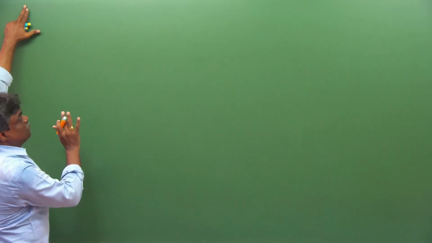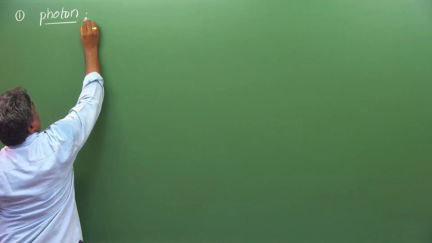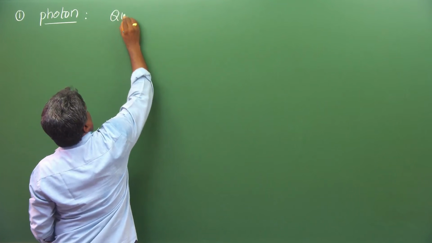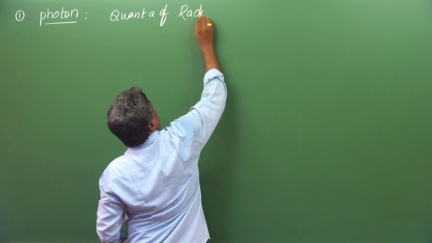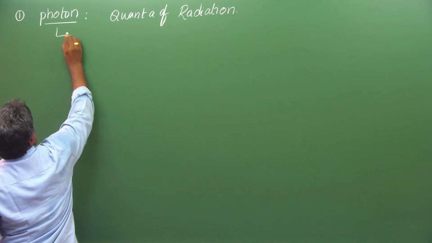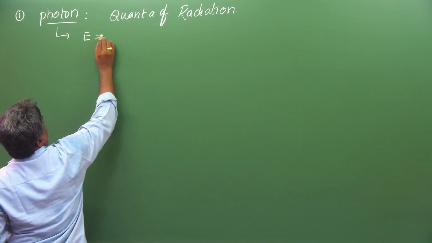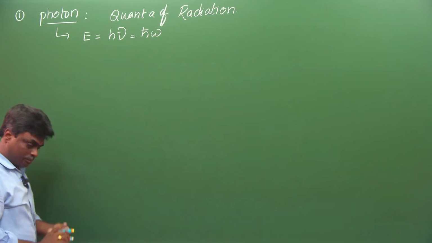Right. Okay, so before starting the photoelectric effect and Compton effect, one more thing we have to describe. This is the photon. I hope you know this is the quanta of radiation energy. So everybody knows what is the energy of the photon? Come on, say E equal to h nu or h cross omega. Say yes or no? Yes.